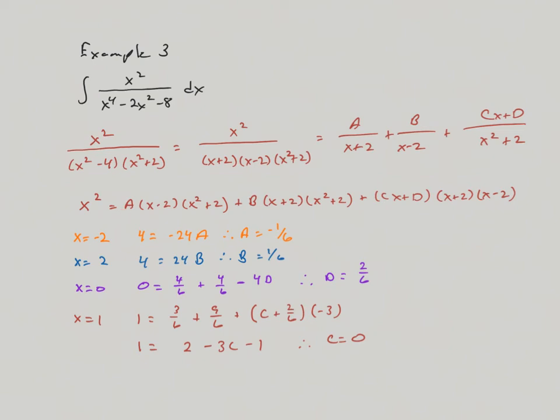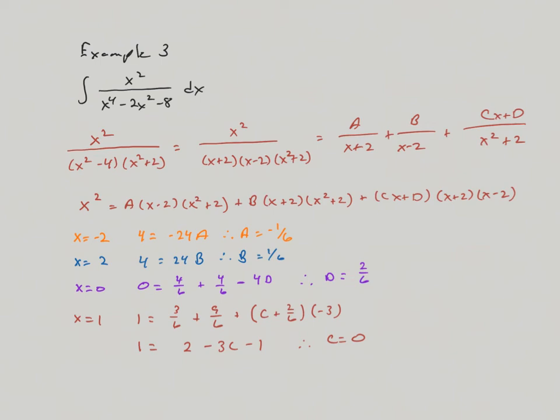When I plug in 0 in here, I'll get negative 1/6 times a negative 4, so I get positive 4/6. And then I get 1/6 times a positive 4, so I get another 4/6. And then plug in 0 here, the c drops off. I get 2 times negative 2 times d, so I get negative 4d. And when I solve that for d, I get d equals a positive 2/6.